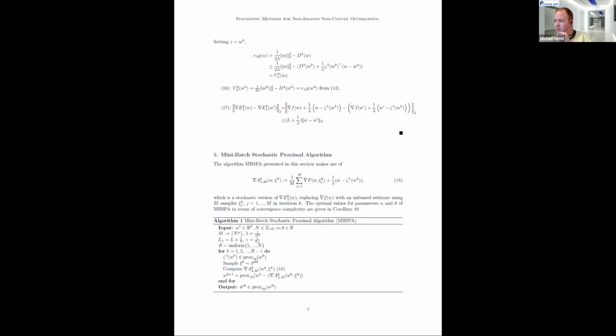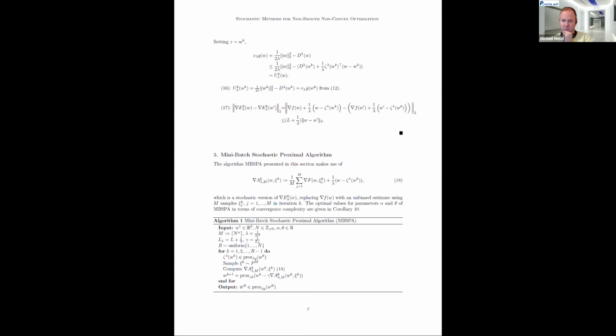Let's go back to the algorithm. We pick some upper bound on n, and then we choose m, the mini batch size, as n to the alpha. So it's a fairly large mini batch size. And theta determines the step size, which I said was 1/3. We didn't do any tuning. We just used the settings that optimize the convergence complexities.